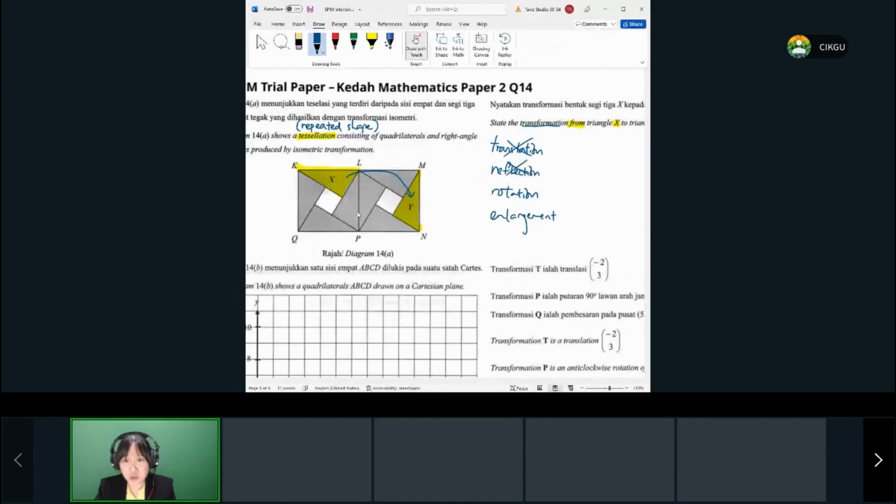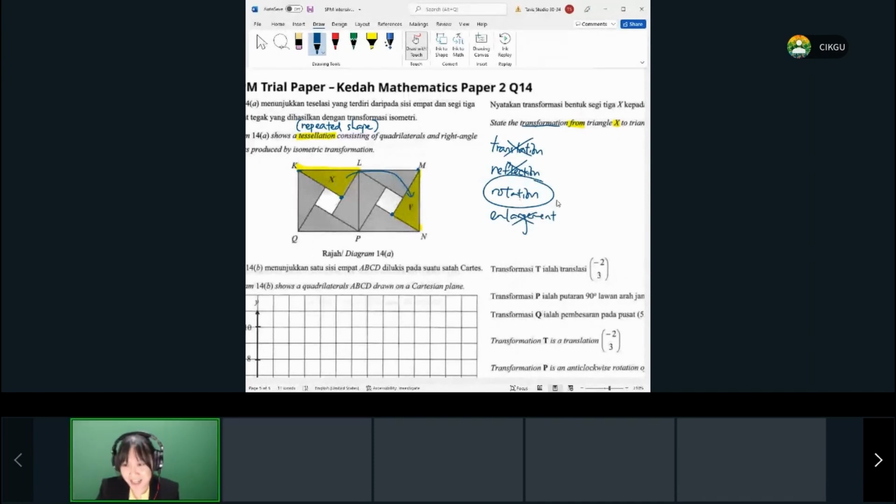Not reflection also, okay? How to reflect from here to here? Cannot. So I think it should be a rotation. See, it rotates. From this point, rotate this way, became here. This point, rotate this way, became here. Not enlargement also because the size is the same. So the answer is rotation.